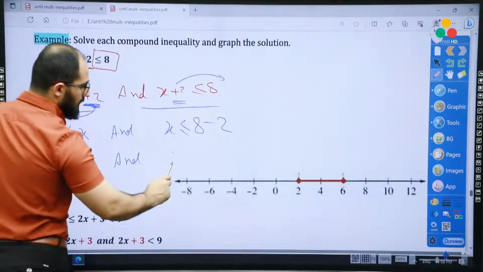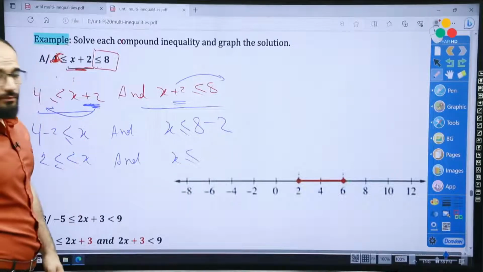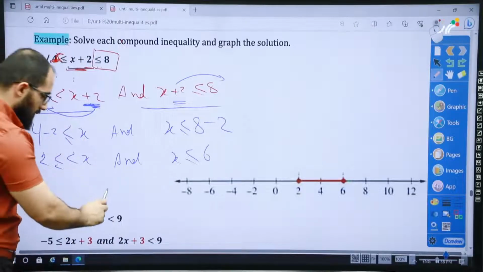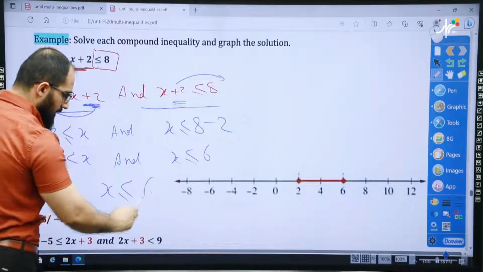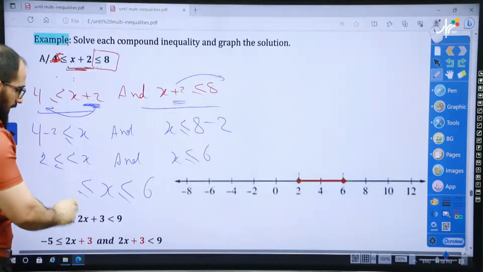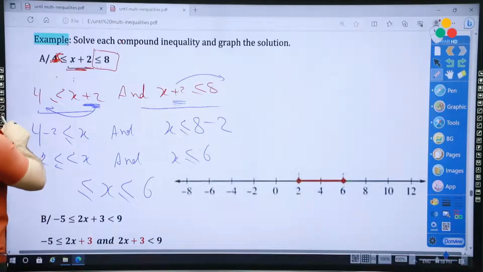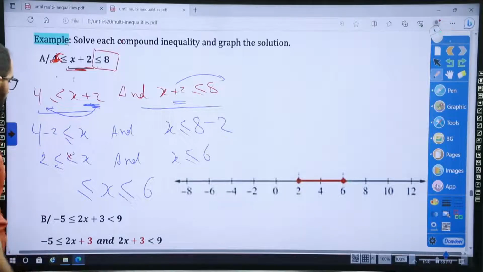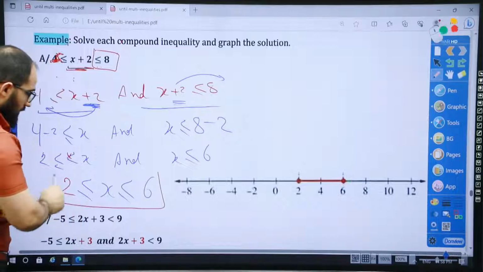So the result is going to be x less than or equal to 6. So we have x, okay, here x is less than or equal to 6, and the other part we have x greater than or equal to 2. So this is the solution.